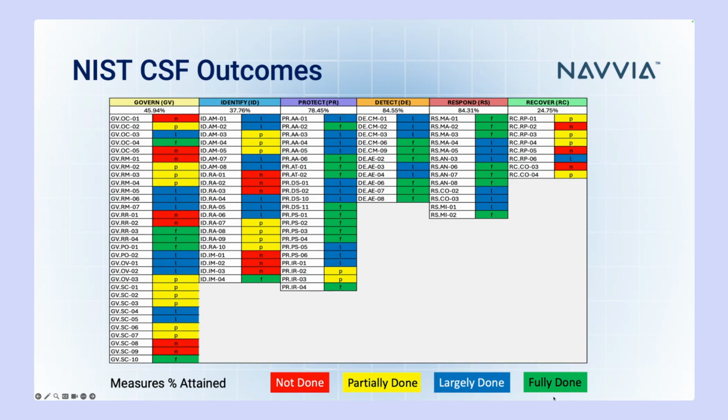Now, if you want to do this on your own some other way, that's fine. But again, are we performing the outcome? Are we partially performing the outcome? Are we largely performing the outcome? Are we fully performing the outcome?